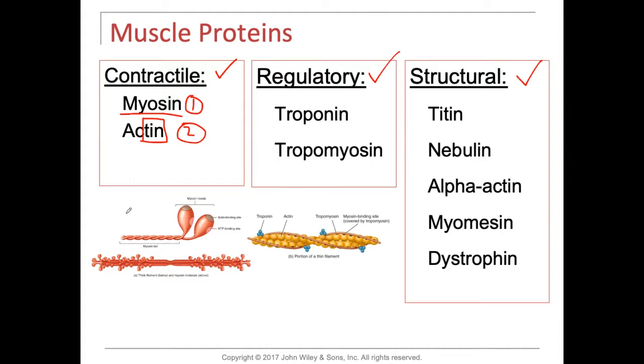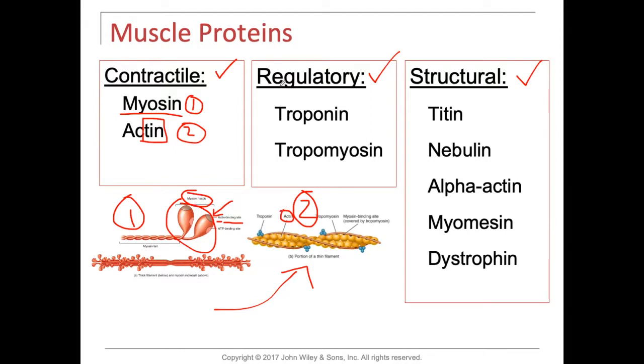So myosin is this one here. Actin is this one here. Now, one of the things that I want to point out to you is that myosin has something called myosin heads. And myosin heads have a really important job, and they have these binding sites. They're called actin binding sites. So somehow this structure here has to make contact somewhere there on actin. Okay, so this is actin here.